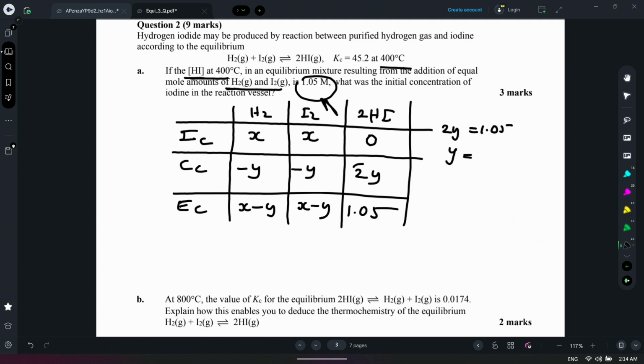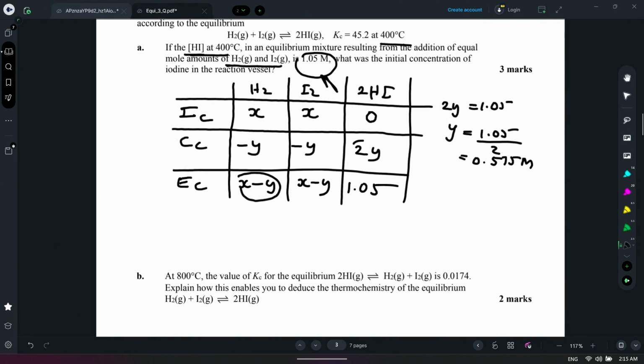Change in concentration is 1.05 divided by 2, which is 0.575 moles per liter. We got y. Now, if you can find out what x minus y is, Bob's your uncle. If you can find out x minus y using the equilibrium expression, you can find out x.